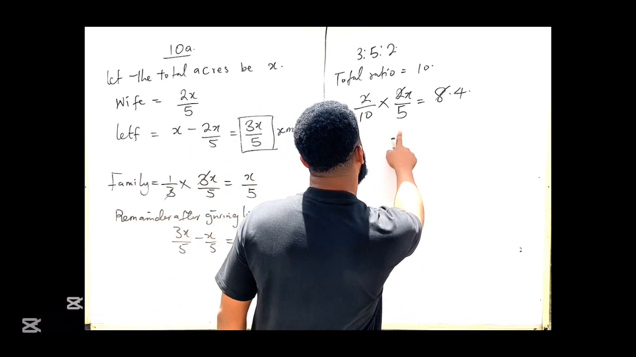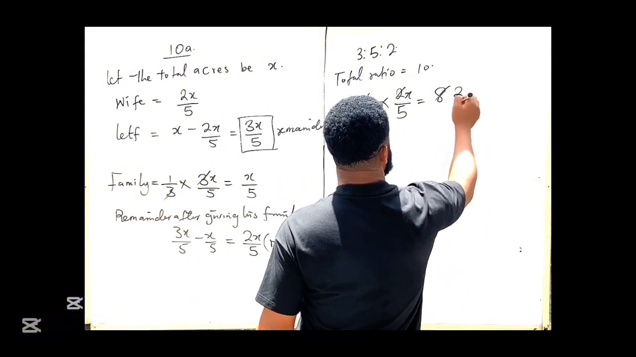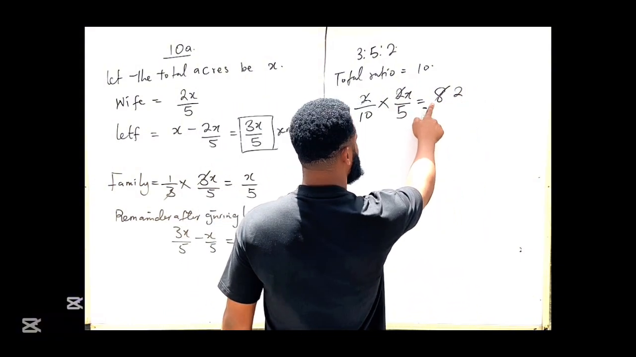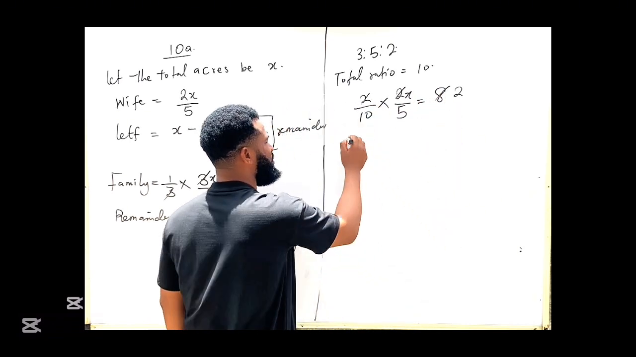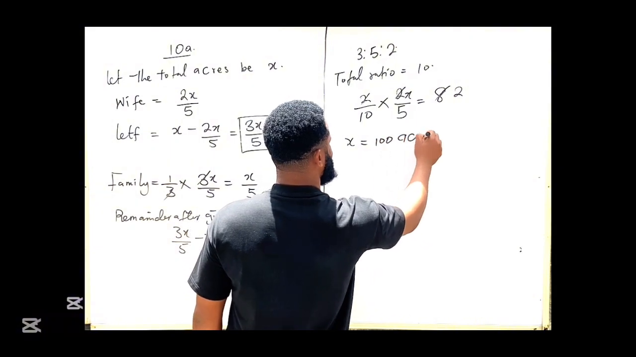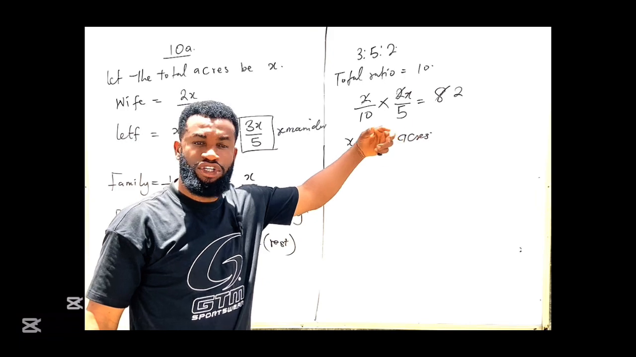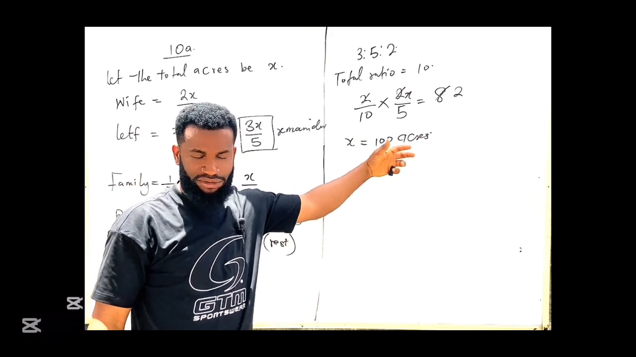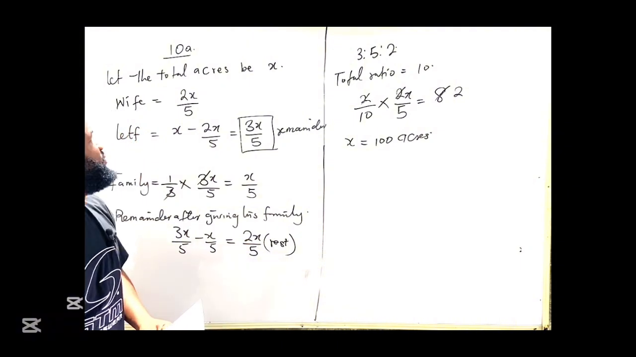Are you sure I'm correct? Okay, no, this is going to be 2, because 2 divided into 8 is 4, and 4 divided by 2 is 2. I'm correct. So we have x is going to be 50 times 2, which is 100 acres. You need to state that x is in acres, so 100 acres. If you don't put the acres, you are likely to lose some marks. So that is 10A.